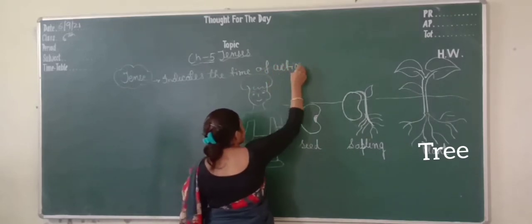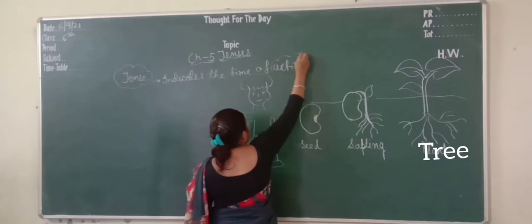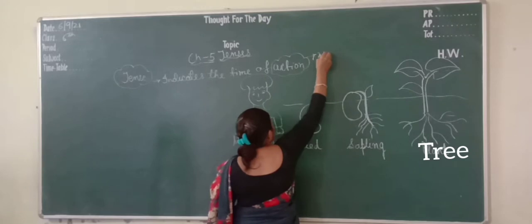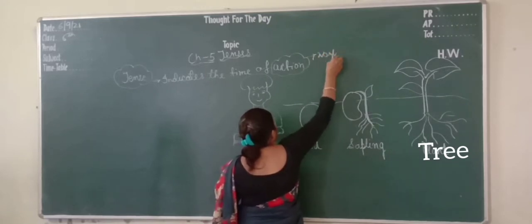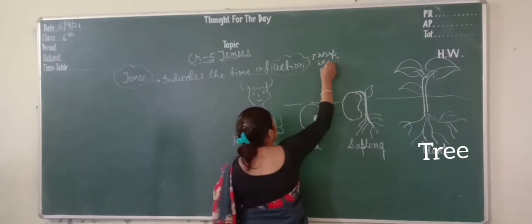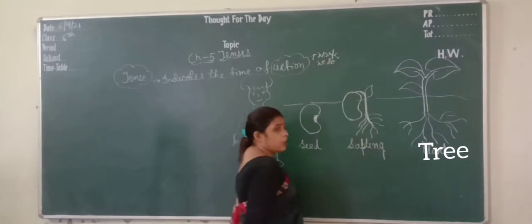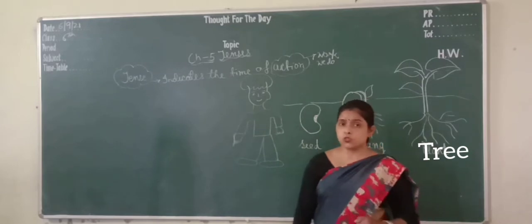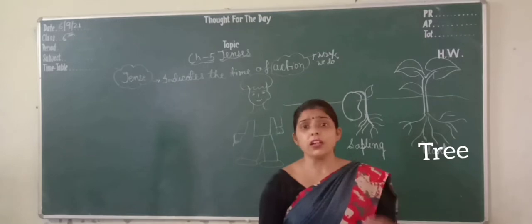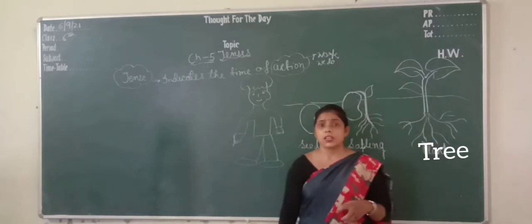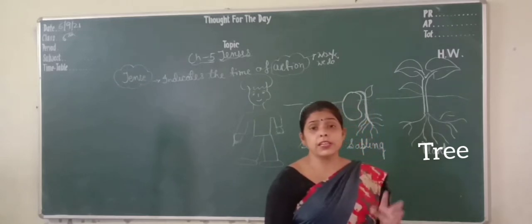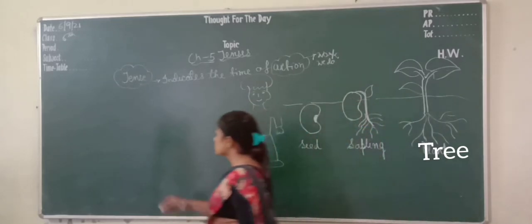Action means which work we do. So tense helps us to know about the time of action, at what time that action is happening. That is called tense. There are three types of tenses.